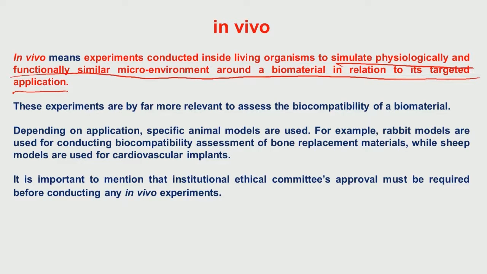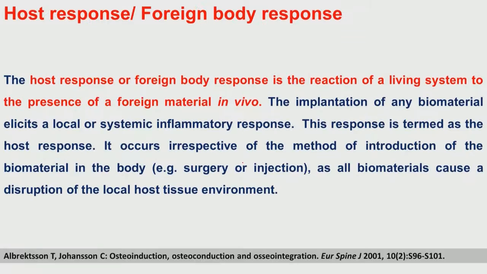Therefore, whenever one has to do in vivo experiments, you have to have a different kind of defect model or animal model to simulate the in vivo environment. Now, the rationale for choosing specific animal models is also disease specific. For example, rabbit models are used more for bone replacement materials, while sheep models are used more for cardiovascular implants. So, for cardiovascular implants, one uses much larger animals like sheep or pig models.